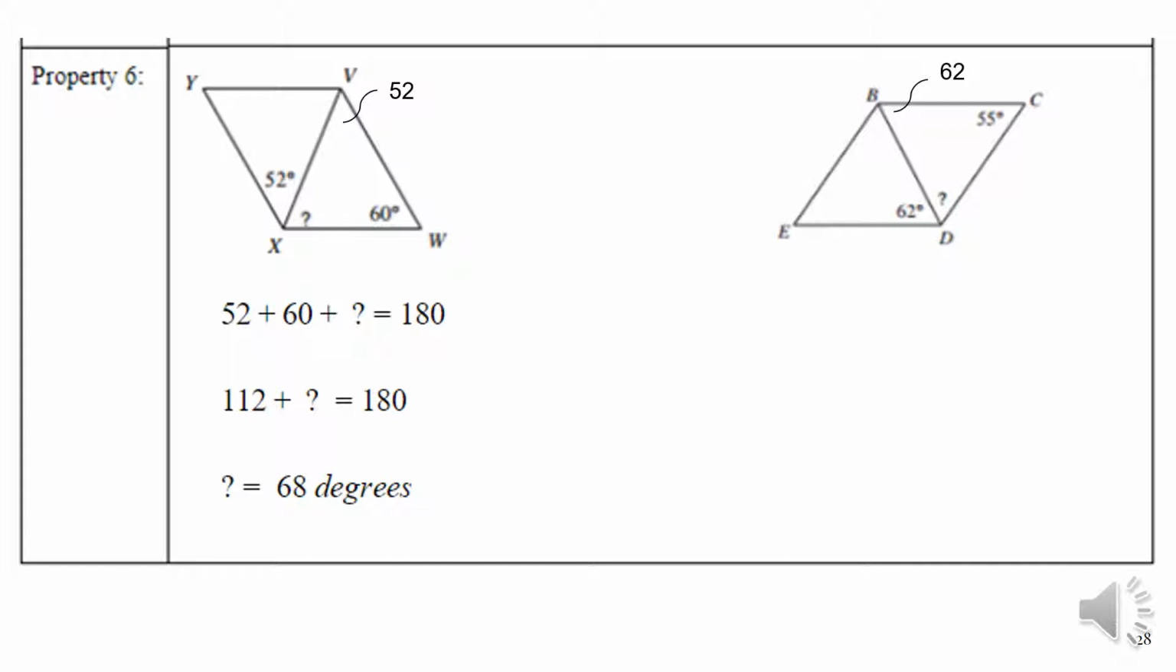Again, on the right-hand side, we know the bottom left is 62, so we know the top right is 62, and we can solve for our missing degree.